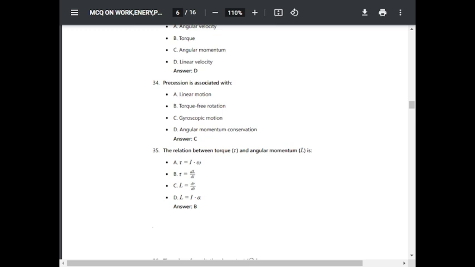Question number 35. The relation between torque and angular momentum is option A, torque is equal to I omega, option B, torque is equal to dL by dt, option C, L is equal to d tau by dt, option D, L is equal to I alpha. The correct answer is B, torque is equal to dL by dt, the rate of change of angular momentum. Option B is correct.